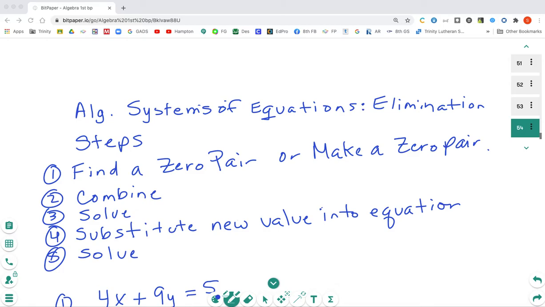All right, we're going to do algebra systems of equations using the elimination method. The steps for elimination: number one, you're going to find a zero pair or you're going to make a zero pair. Then you're going to combine, solve, find the value, substitute the new value into the equation, and then solve again. Let's get started.